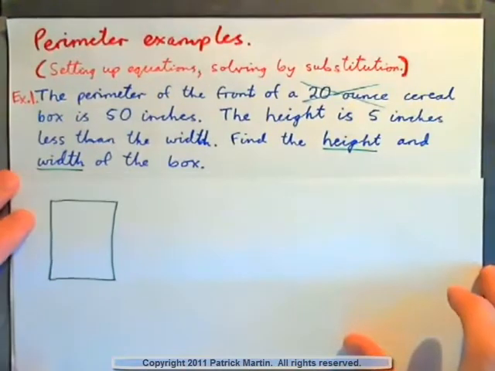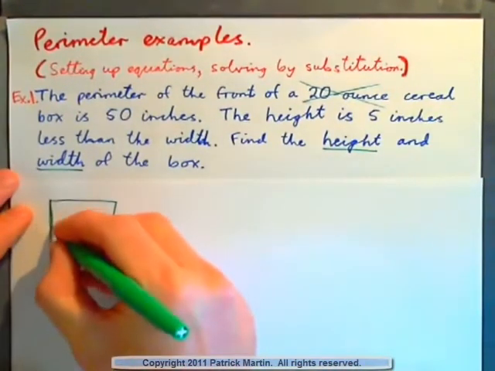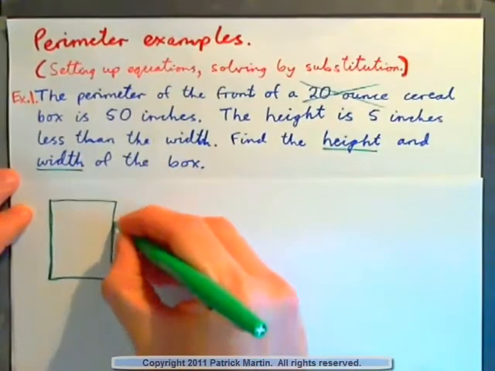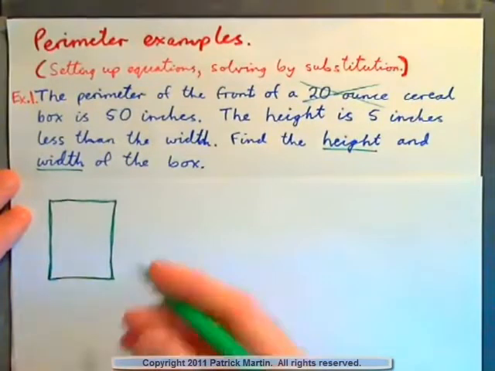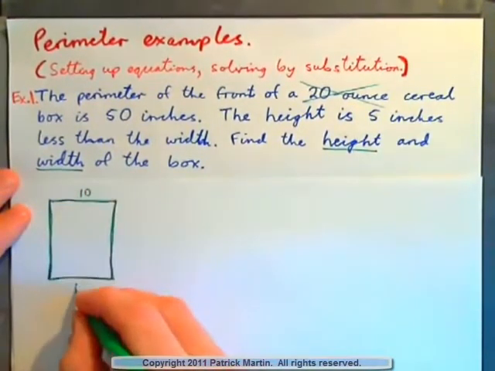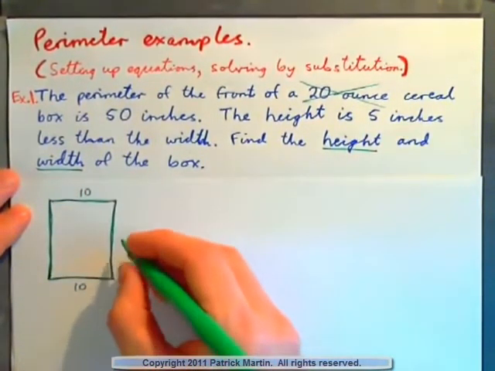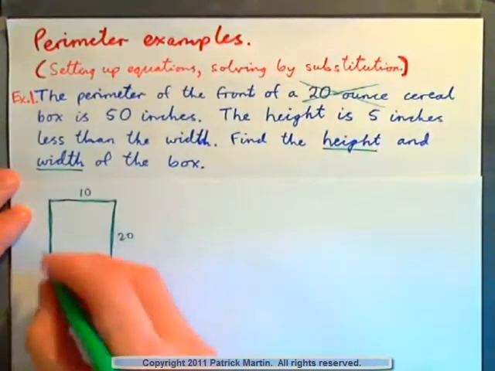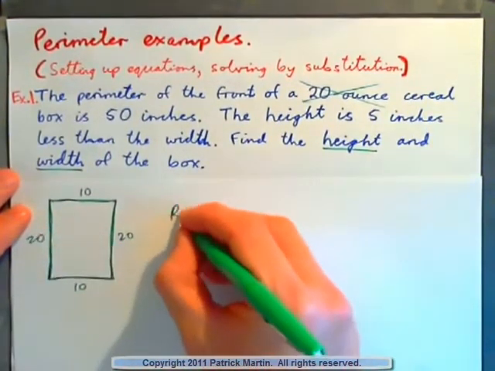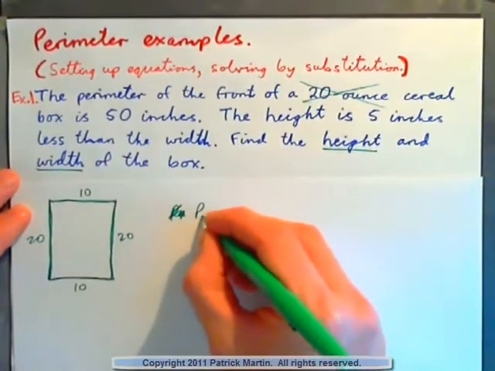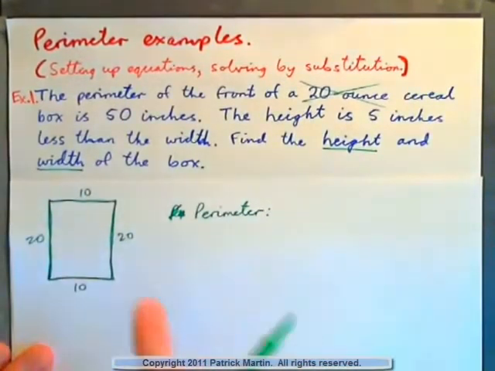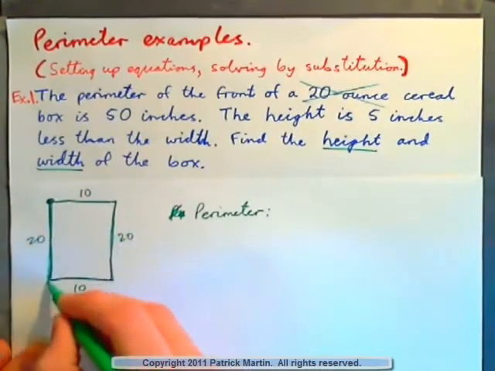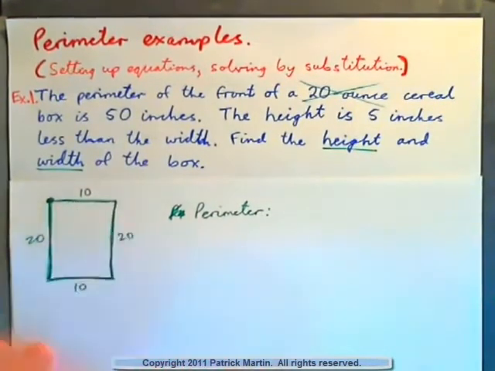Now let's think about perimeter. Perimeter is the distance all around the edge of the front of the box, okay? Now, let me just give you an example, just for fun. If this was 10, this was 10, this was 20 inches, and this was 20, what would the perimeter be? Write it down. Press pause if you need to, but calculate the perimeter of this box. Now, perimeter is the distance from this corner, down here, over here, up here, and all the way over here, okay?